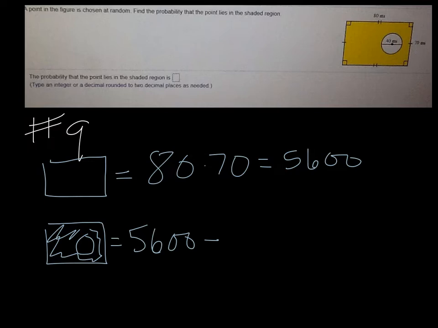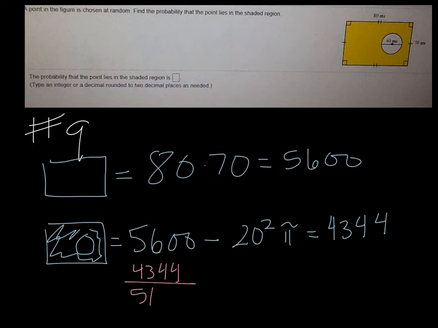Now it says to round to 2 decimal places as needed. So first, when I figure out the area of my circle, it would be my radius. So in this case, my radius would be 20 squared times pi, which would be 4,344. So it's asking for 2 decimal places. So my fraction would be 4,344. That's my intended outcome, my shaded region, over my total. And if I did that, my 2 decimal places would be 0.78. So again, I'm not doing it as a percent because it says 2 decimal places.